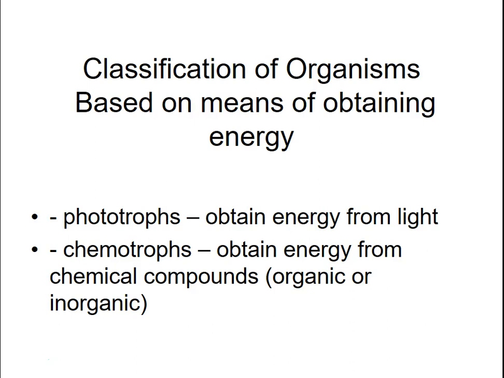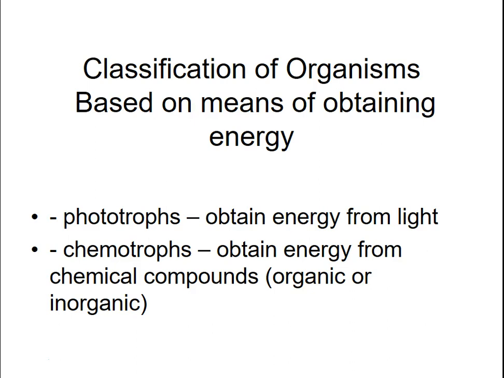Now then, in addition to classifying organisms based on how they obtain their carbon, we can look at classifying organisms based on how they obtain their energy. And we've got the two terms of phototrophs and chemotrophs. So, photo refers to light, chemo refers to some type of chemical substance. So, plants are phototrophs. They are going to obtain their energy from light.